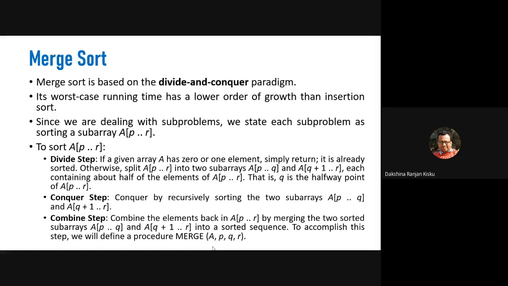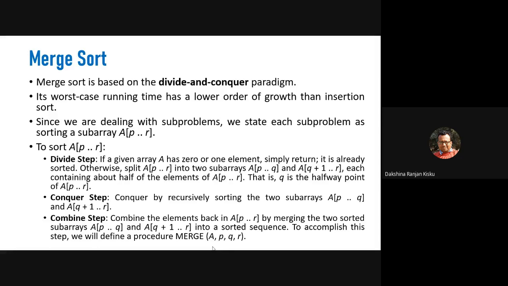The second step is the conquer step. What does the conquer step do? We conquer by recursively sorting the two subarrays A[p..q] and A[q+1..r]. So this is done in the second step, conquer.